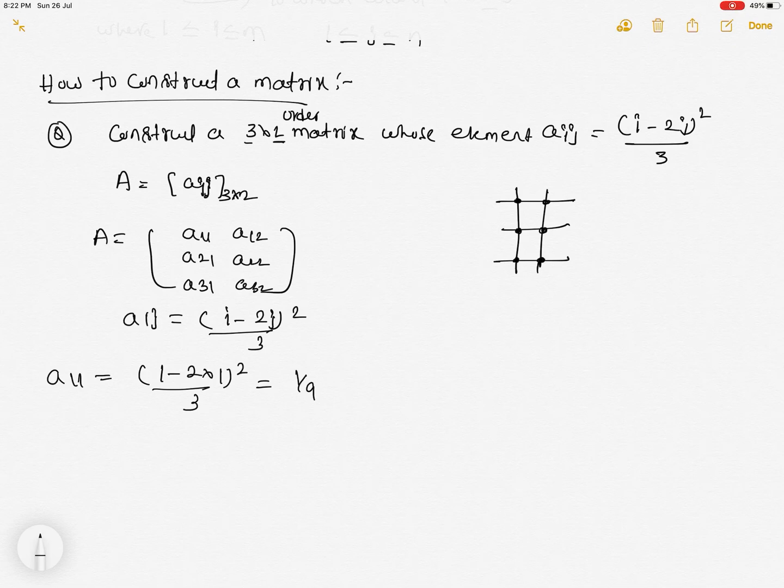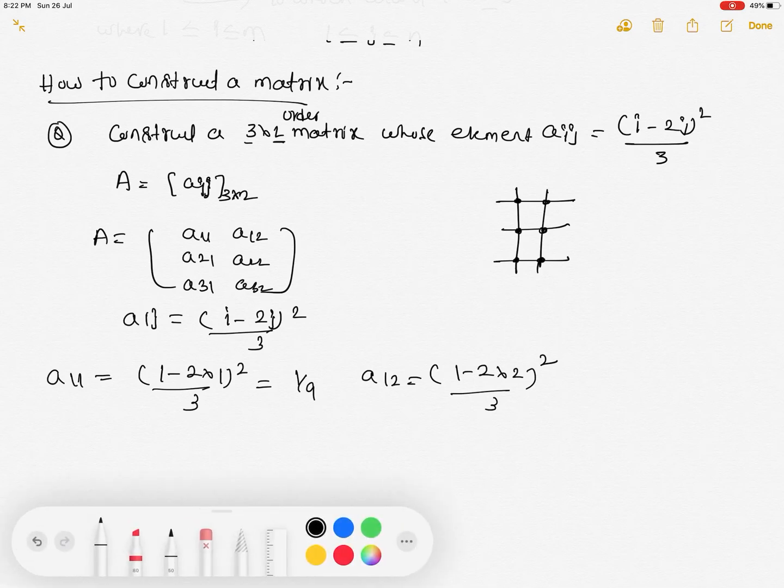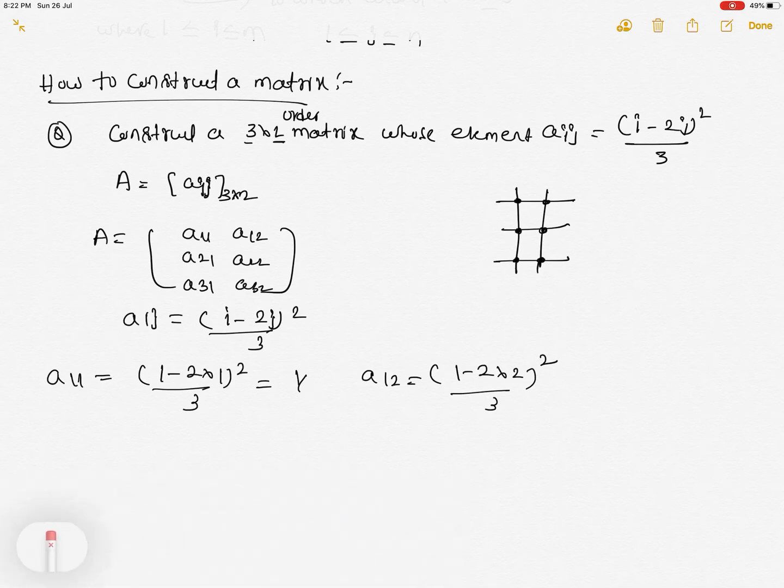Similarly, find a12. a12 is (1 minus 2 into 2) whole square divided by 3. So it is (1 minus 4) which is minus 3, whole square is 9, divided by 3, you will get 3 as the answer.